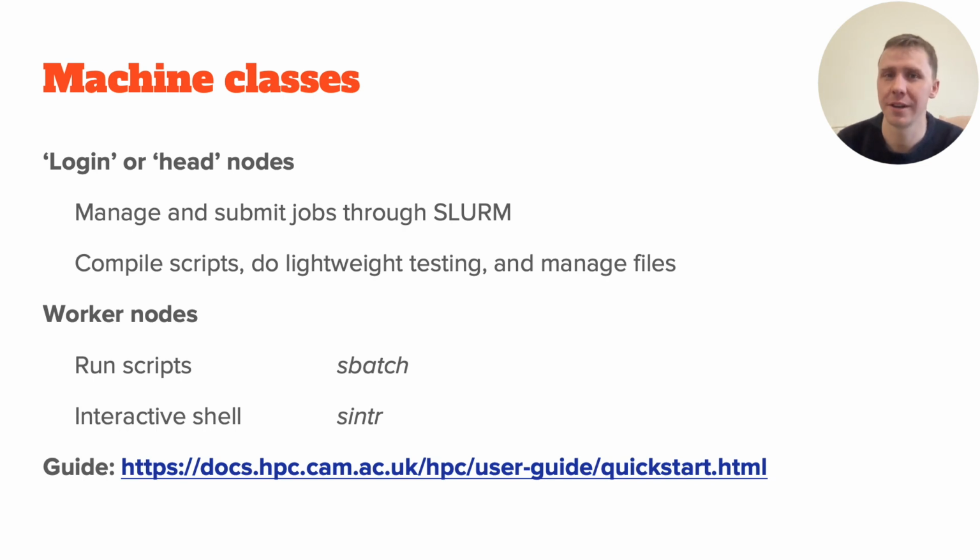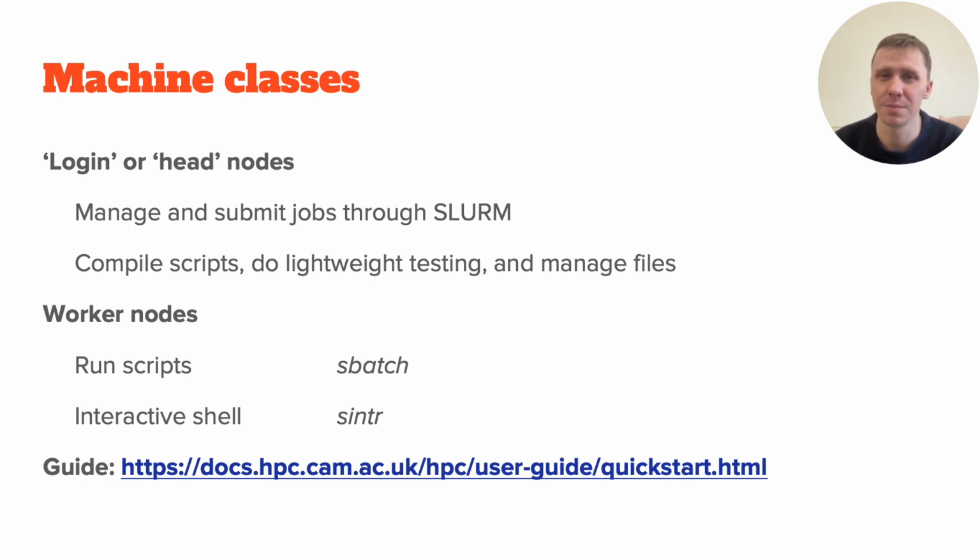The two commands you're likely to use are sbatch, for submitting a bash script to a worker, and sintr, for starting an interactive session on a worker node. These submit work to a scheduler, and in the case of the Cambridge facilities, this scheduler is called Slurm. Other universities or labs might use different ones.